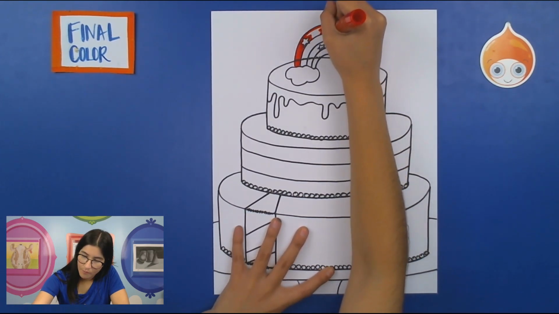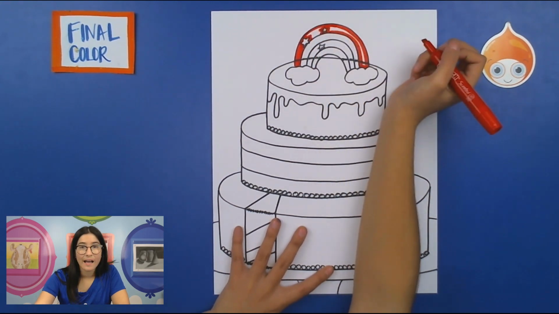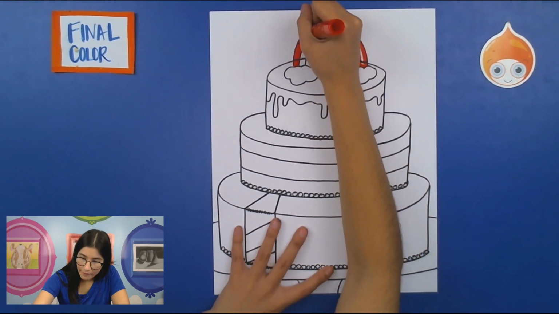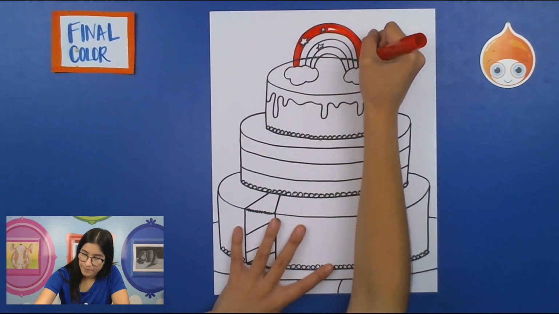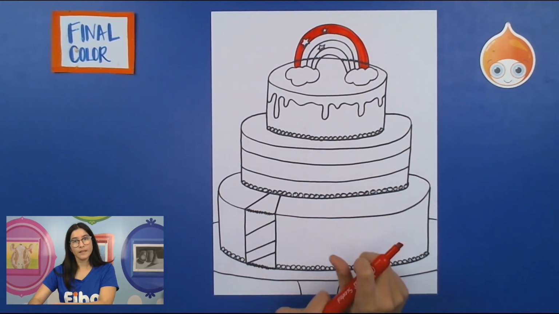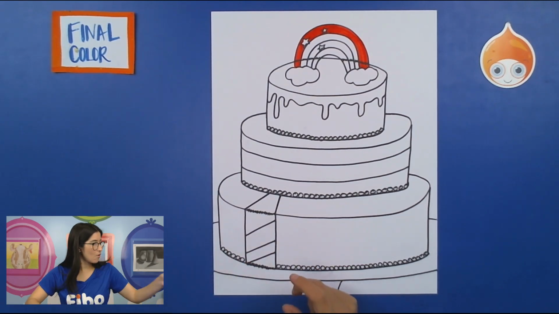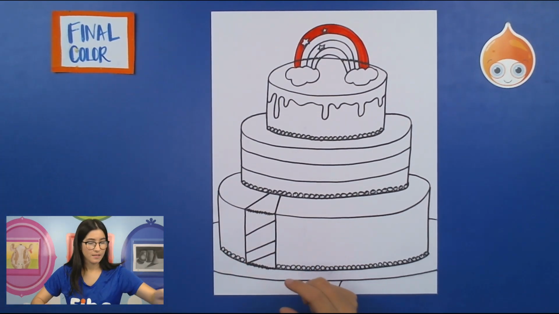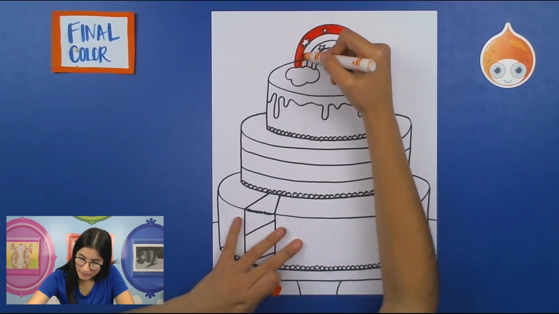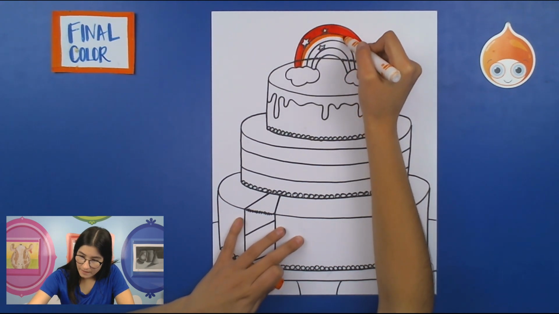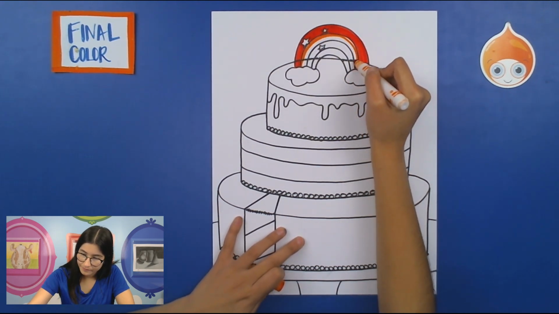Maybe I can also keep them white, just depends. But I want to outline first. So I just have red for that first stripe, so I'm going to color that in now. Okay, and then my next stripe is going to be orange. So I'm going to take my orange, outline first.